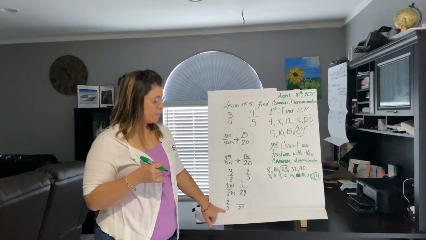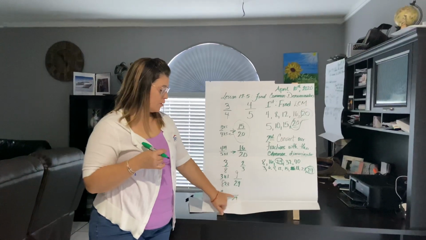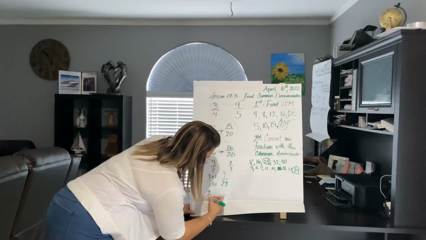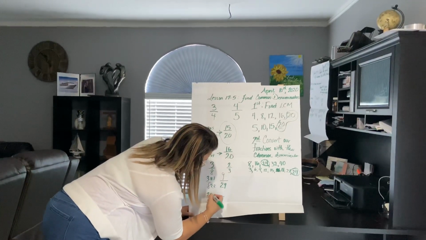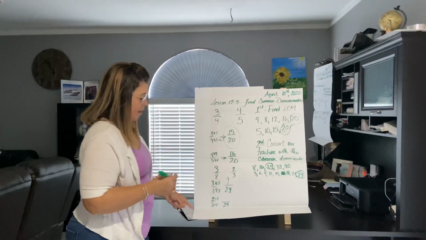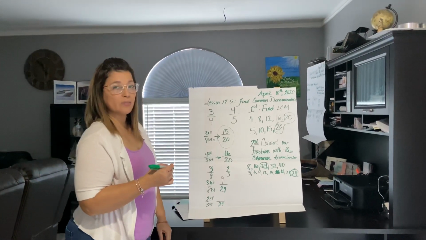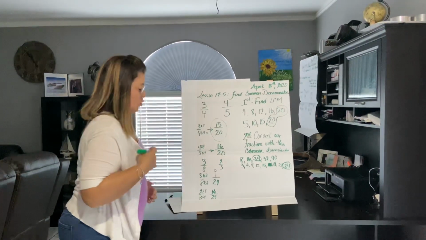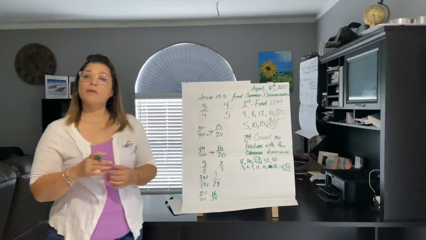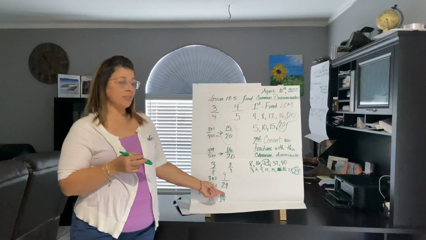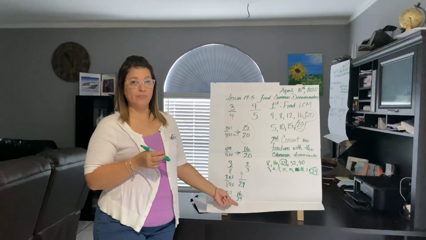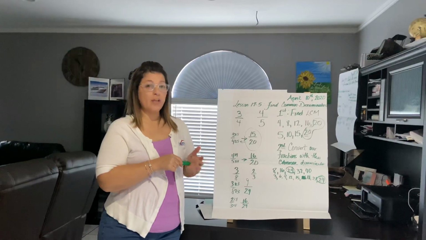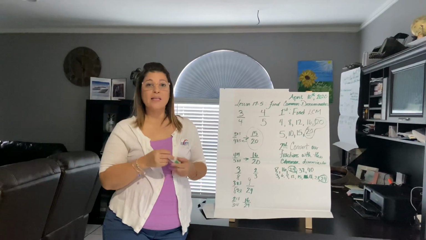Now let's do the same thing with 2/3. What times 3 equals 24? Times 8. So that means we're doing the same thing with our numerator. 2 times 8, which equals 16. So that means that 2/3 is equivalent to 16/24. Okay? So it's very important that you guys remember to find the common denominator.